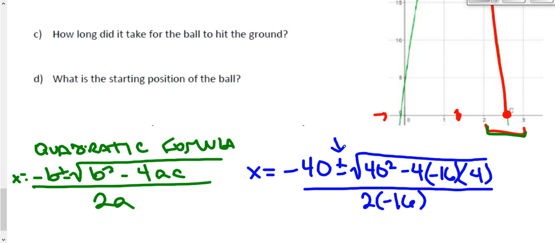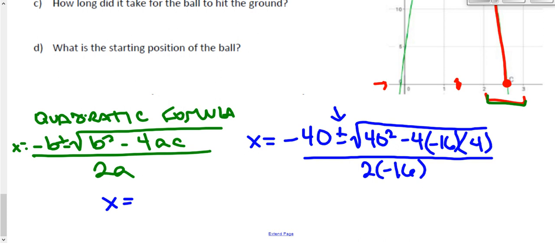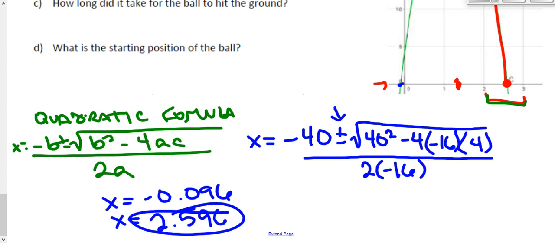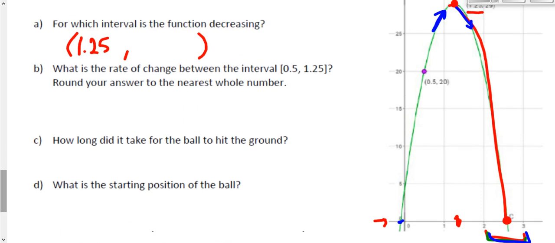One of the values is negative 0.096. That represents this point over here, which we don't care about. The other one, you'll notice, is between 2 and 3. It's 2.596, and that's the value that we're looking for. It's between 2 and 3. So that's going to be the ending of our interval here, 2.596.